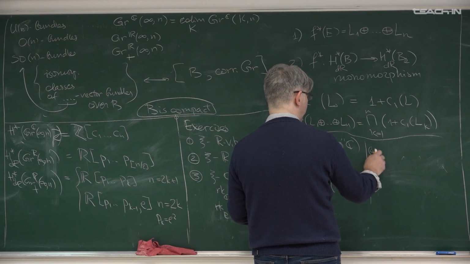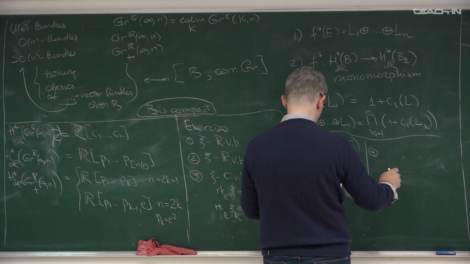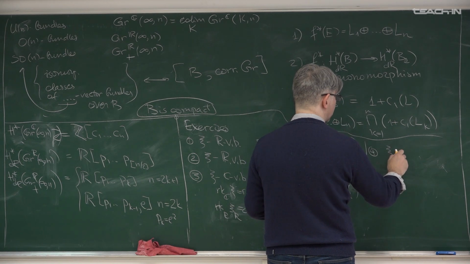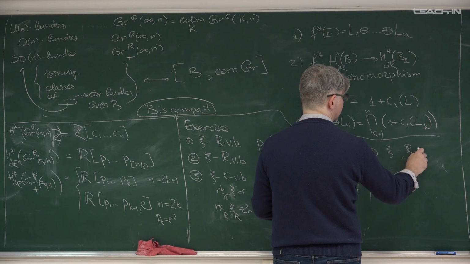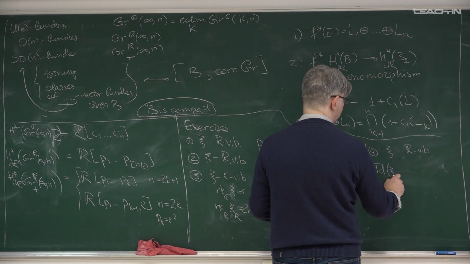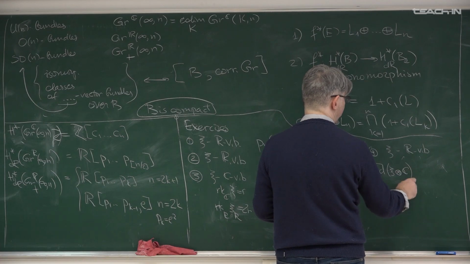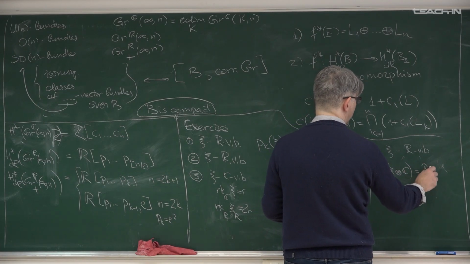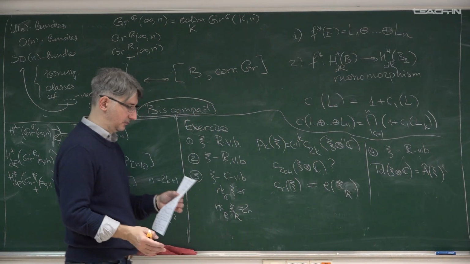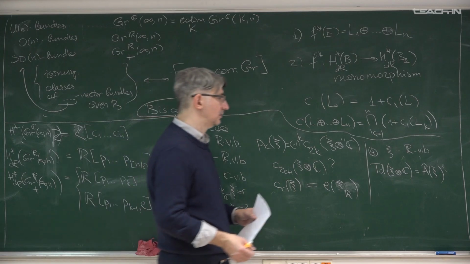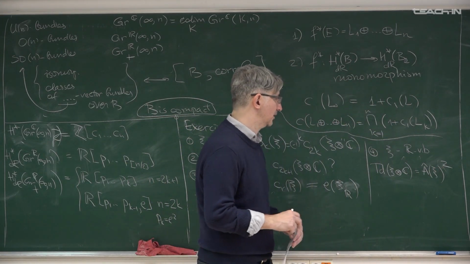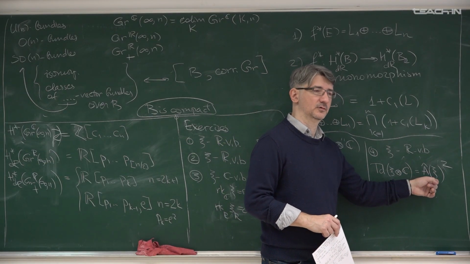Exercise number 4. So if you have xi is a real vector bundle, then you can do the following. You can take Todd genus of its complexification and you can calculate A-hat genus of xi itself. My statement is that they are almost the same, but a little bit different. This guy is square of this one.